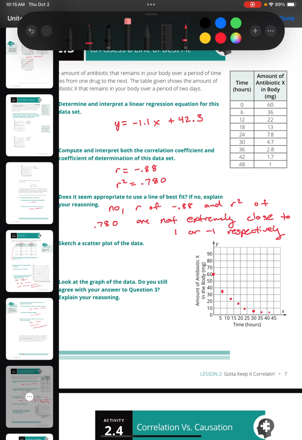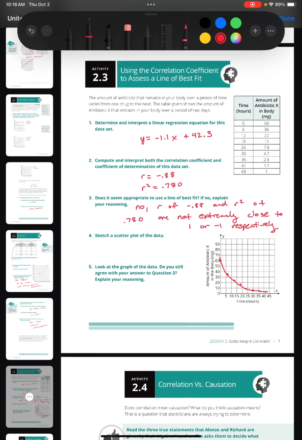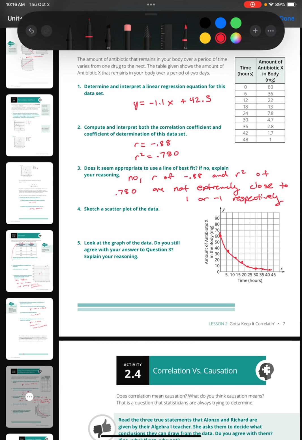And what we see there, the reason why it didn't have a very good coefficient of determination, is that what we have is actually not a linear graph, it is an exponential graph, which makes sense. You talk about antibiotic in the body over time, it's going to exponentially decay out of the body. So, looking at that graph, it says, do we still agree with our answer from above? I'd say yes. It appears to be exponential.